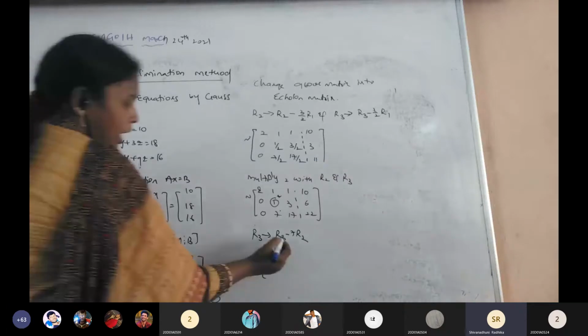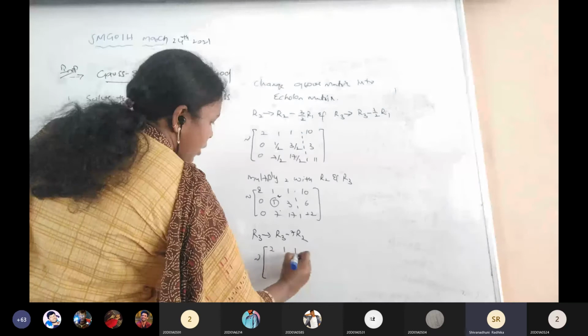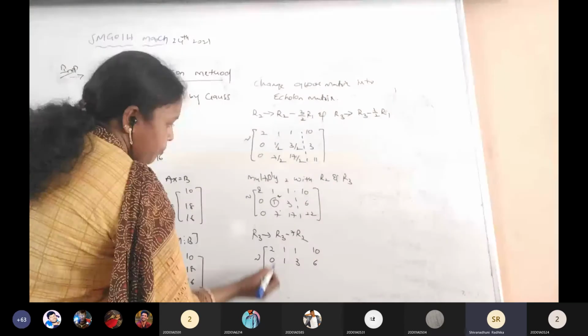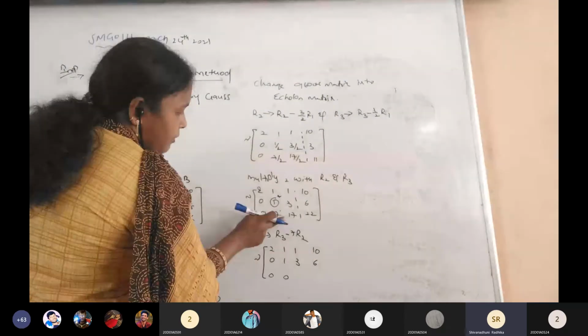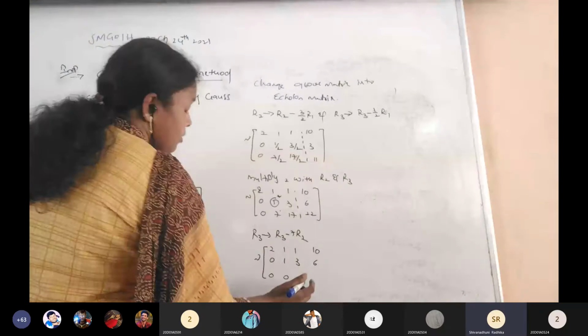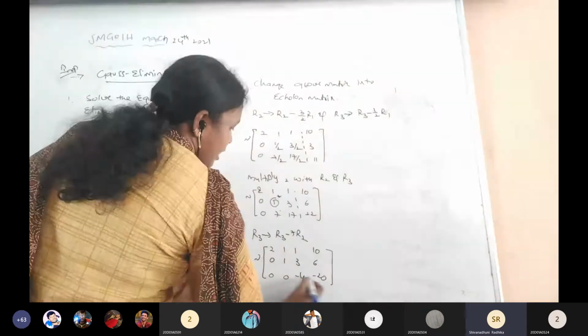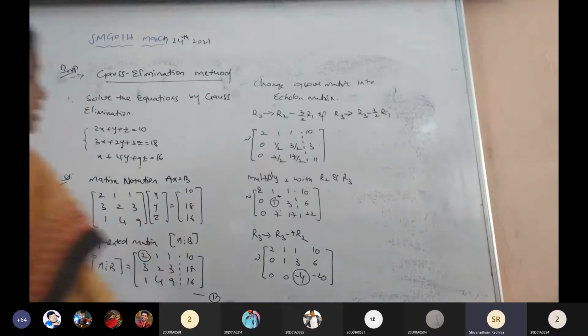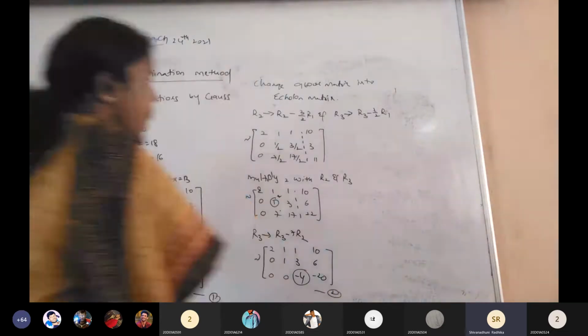So R3 minus 7 R2, so that is 2 1 1 10 0 1 3 6. R3 minus 7 R2, 0 minus 0, 7 minus 7 0, 17 minus 21 minus 4. Okay, 22 minus 42, 7 6 are 42, minus 20. Right, now the third row, third element with a pivotal, but we don't have any succeeding rows, then stop the procedure. Say this is equation number 2, right ma?